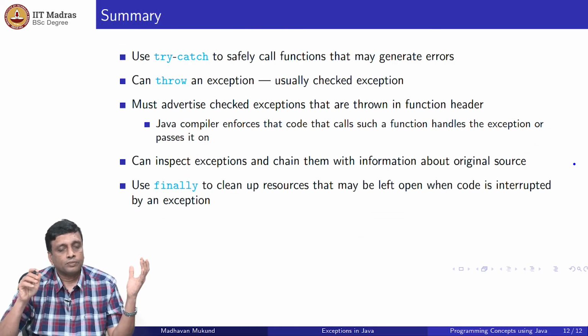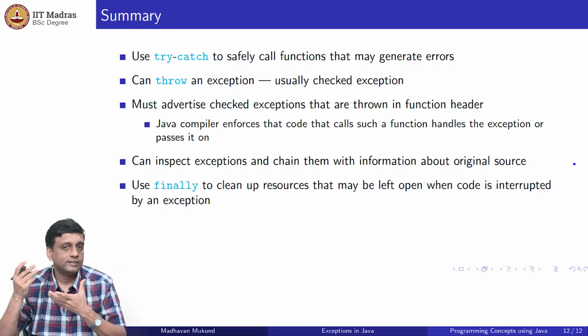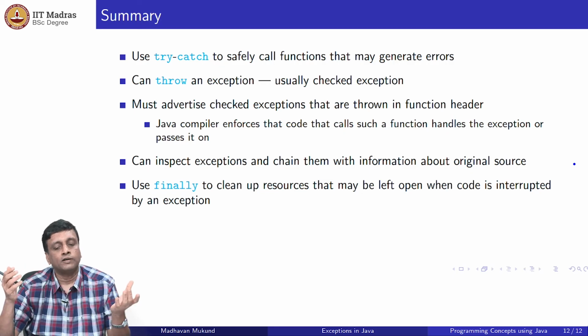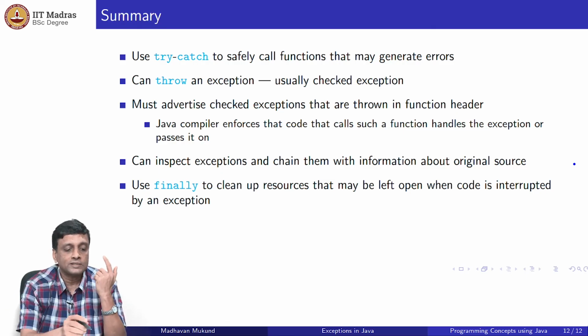So to summarize, we have this try catch mechanism which is there also in Python to safely call a function that may generate errors. So you try to execute the code and you can use multiple catch statements to catch the different types of errors that the code may throw. And on the other side, you can throw an exception which is usually a checked exception. So if you detect something anomalous when the code is running, you can freely throw it, but when you throw it, you must advertise it.